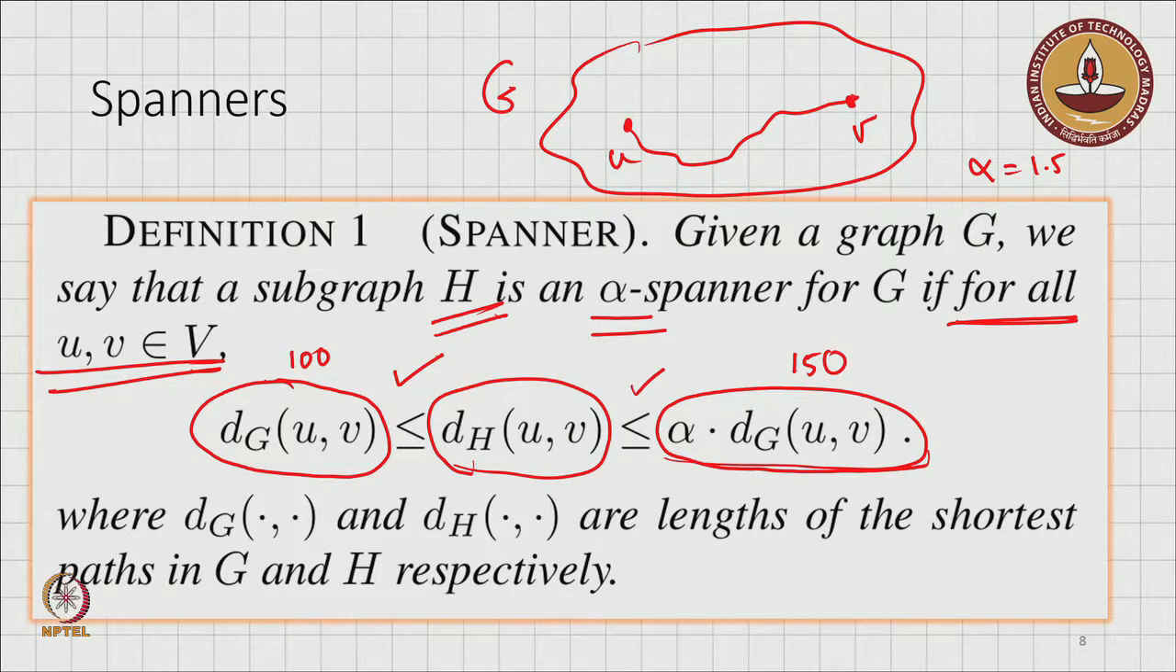And why would a spanner be useful? Only if H has far fewer edges than G. If that's the case, then H will occupy a lot less space and will be a very good approximation of graph G.